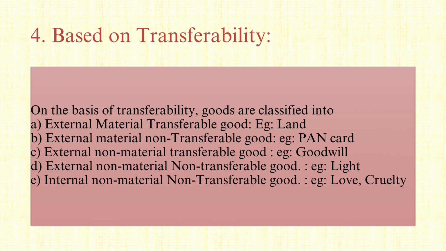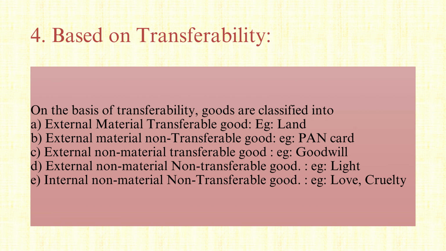External material non-transferable goods are items like your PAN card. It's tied to you personally and can't be transferred to someone else. Then we have external non-material transferable goods, such as goodwill. This is a bit abstract, but think of it as the reputation or positive image of a business that can be transferred when the business is sold.